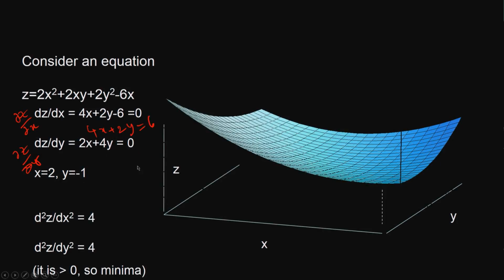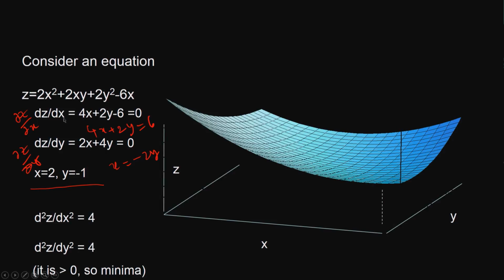So I can solve these two simultaneous equations, or if you take the second equation, x is equal to minus 2y, and then we can substitute this into this. So you end up with x is equal to 2 and y is equal to minus 1, okay.